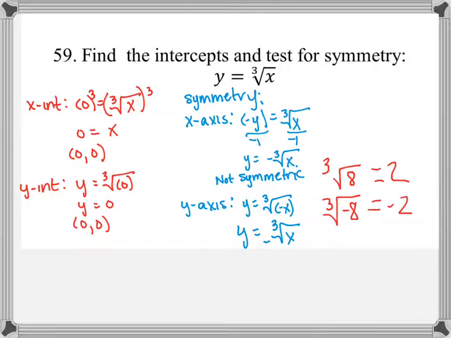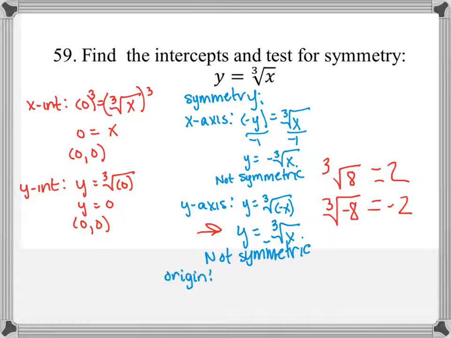This is true for any value of x, so I can pull the negative outside of the radical. It's kind of like when we're simplifying radicals. We can separate this into the cube root of x times the cube root of -1, and the cube root of -1 is -1. This is not the same equation. We're back here to what we started with. So it is not symmetric to the y-axis.